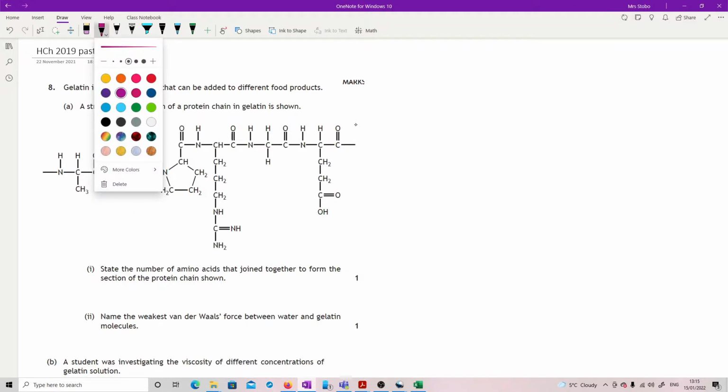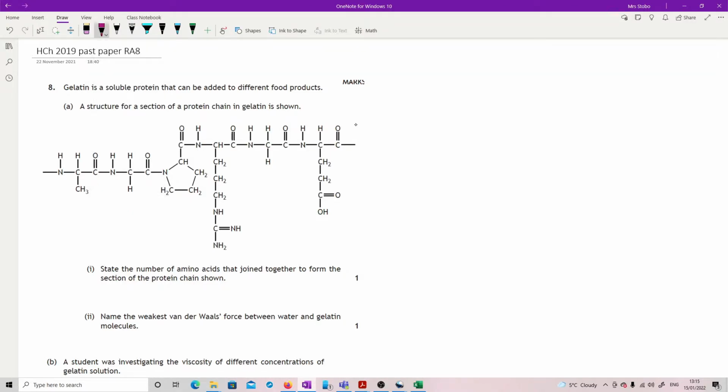Okay, get myself my pen back. So I basically want to break the amide links. So here we go, there's a peptide bond there, there's another one there, here's another one there, and again, and again, and at the far end. So 1, 2, 3, 4, 5, 6 amino acids involved.